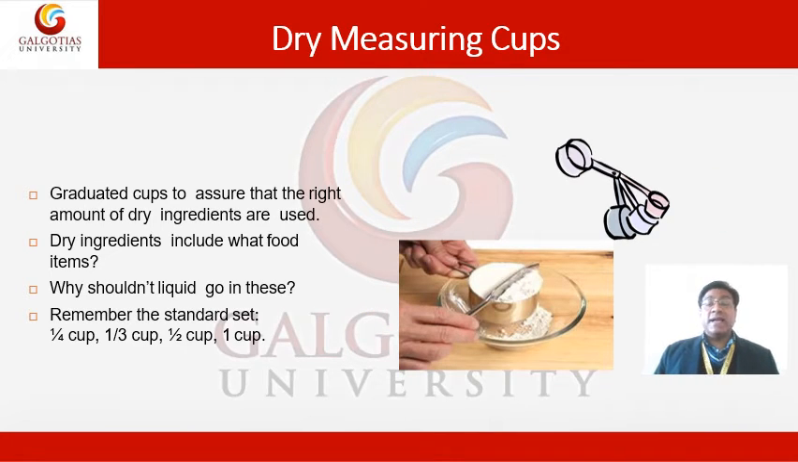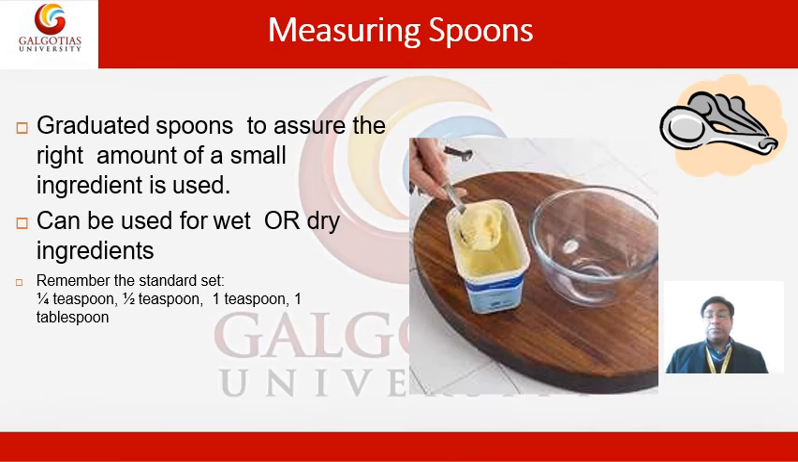Then we have measuring cups. These equipments are very important if we are making a dish, especially in bakery, where the exact amount of ingredients needs to be used. Right? Otherwise, if we are not measuring, there can be discrepancy and the product will not come as desired. So these are dry measuring cups. There can be small, medium, large, and the capacity can increase, like 1/3 cup, 1/2 cup, and 1 cup capacity. So accordingly, as per the recipe, they need to be used.